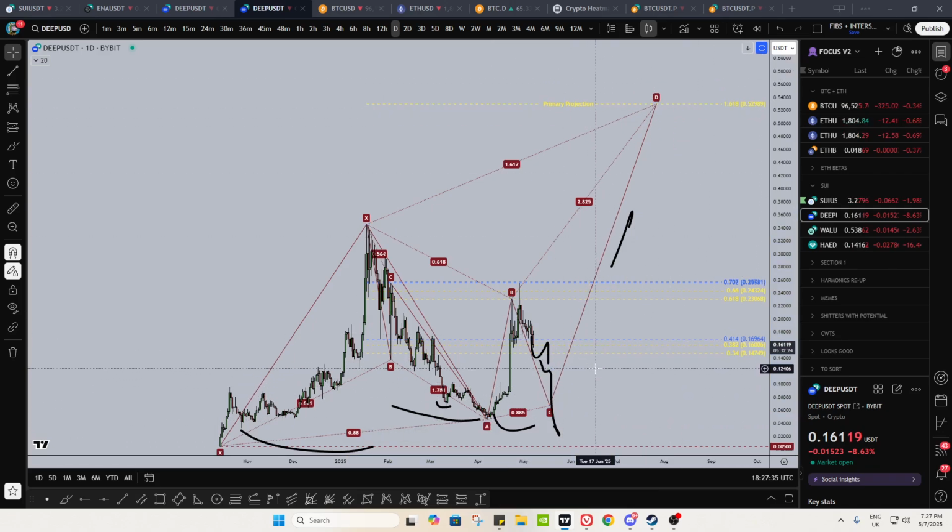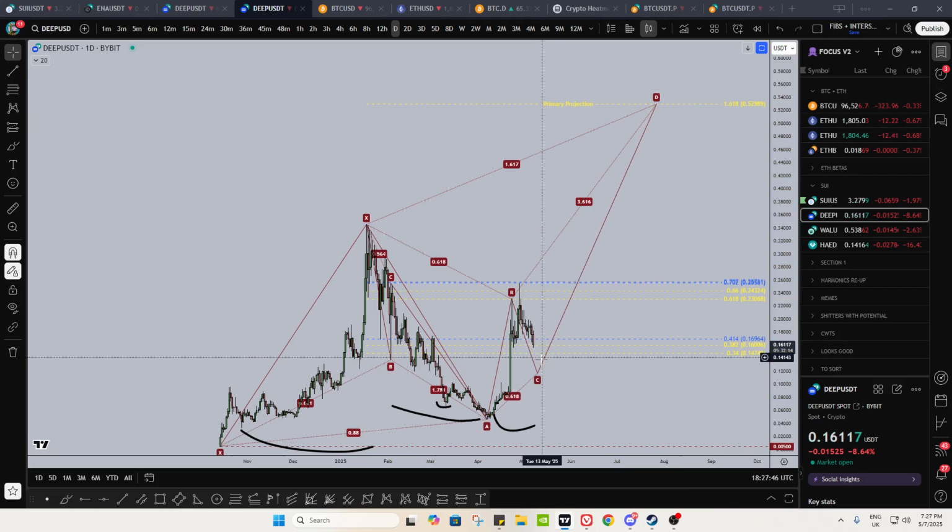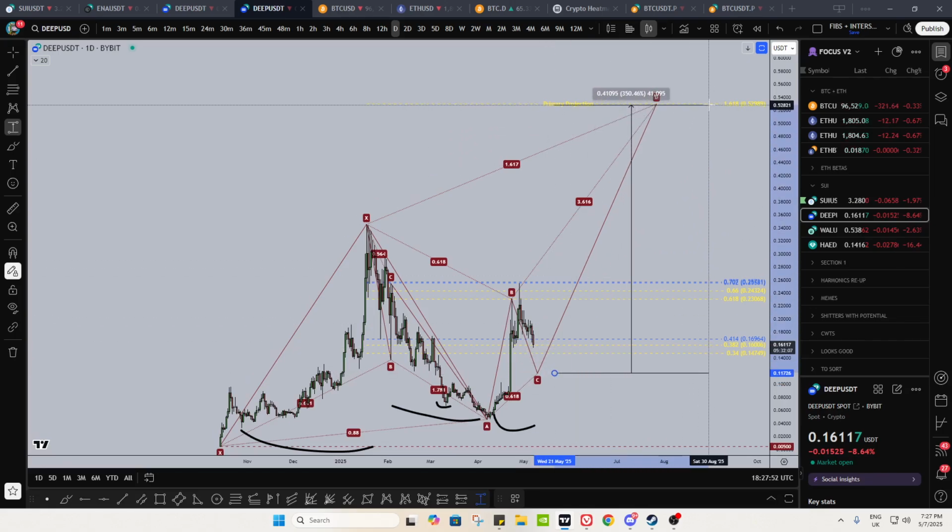For example, if we got, let's say, a 786, just throwing some ratios out there. Currently we're at a 446. Let's be even more conservative. Let's say we got a 618. From a 618, that's still going to be to the primary projection.